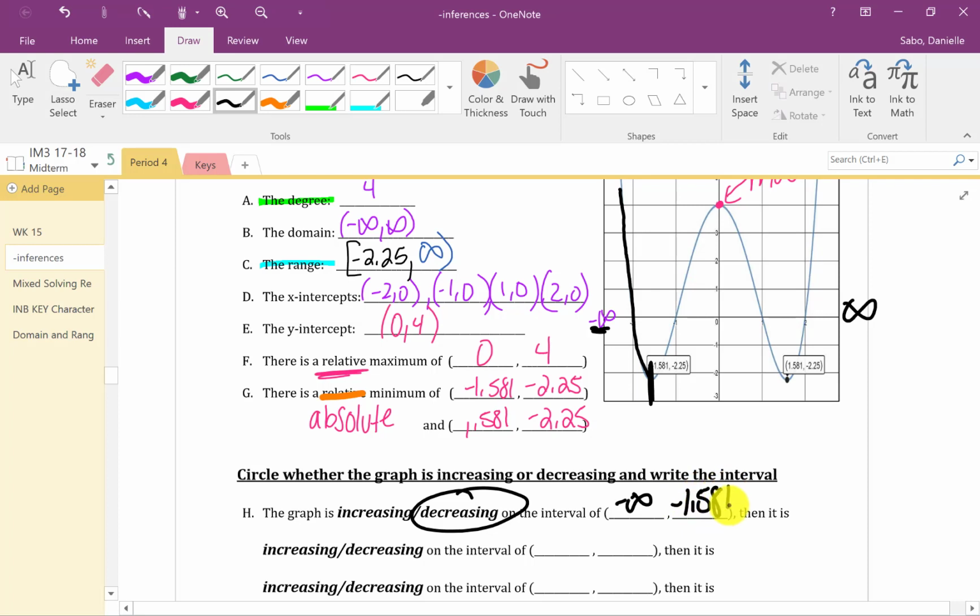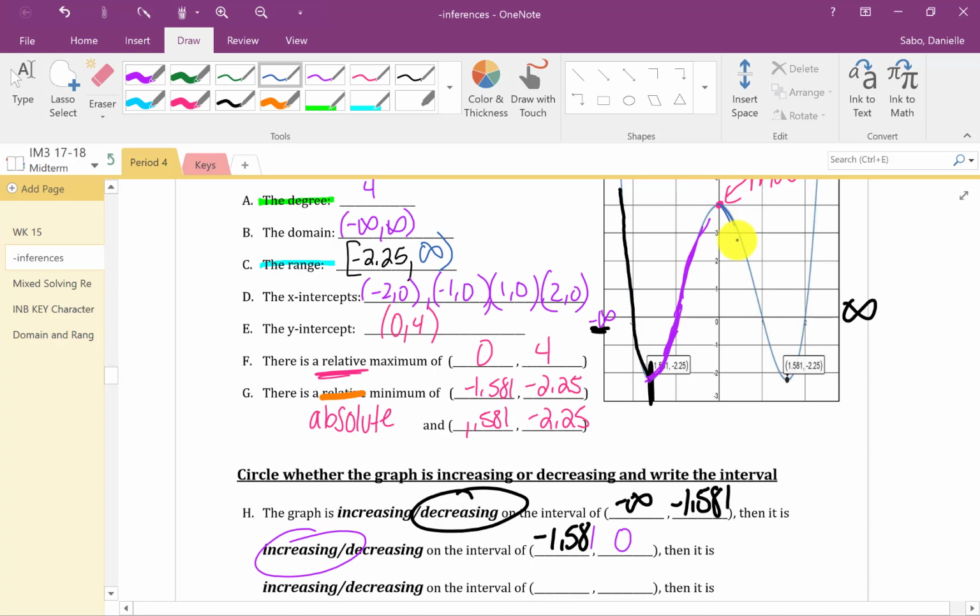Where I stopped is where I now start my next interval. So I stopped at negative 1.581, and I'm going to now start my next interval there. Because here in purple, I'm going to start increasing now. If you see how that graph just took a turn, and I'm going to increase until I hit this next max point here. So I'm starting at negative 1.581, sorry, and I'm ending at 0 because that's the x value right here. That's the x value, 0, and I was increasing.